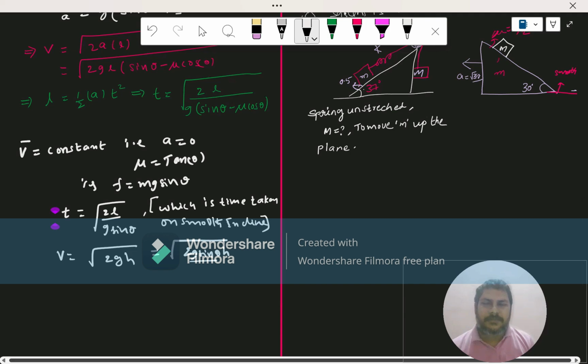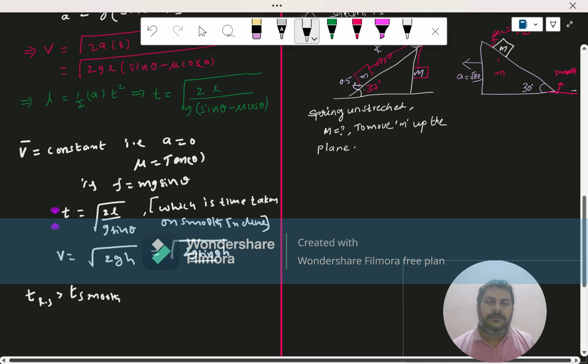So now here they will ask a comparison. Time on rough surface, involves sin theta minus mu cos theta, but on the smooth surface time is equal to root over 2l by g sin theta alone. Anyhow, this time on rough surface is more than the time on smooth surface. So they will give the relation: the time taken by the block to slide down on the rough surface is equal to 2 times the time taken on the smooth surface. Then they will ask to find the coefficient mu.